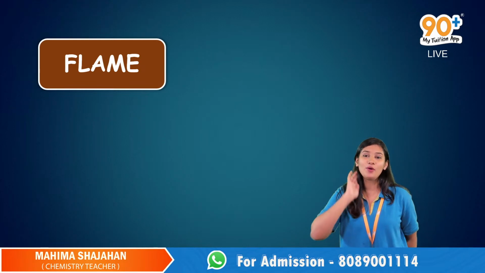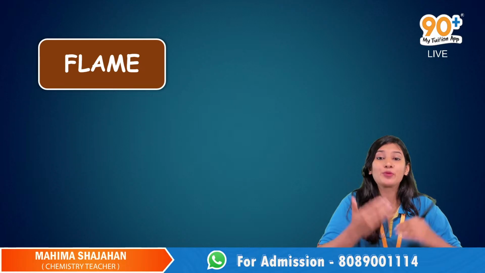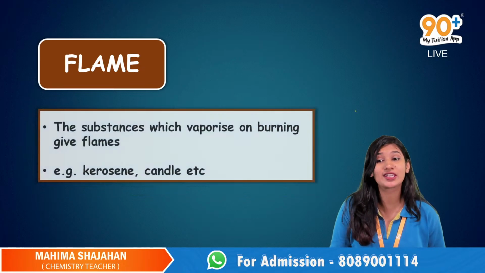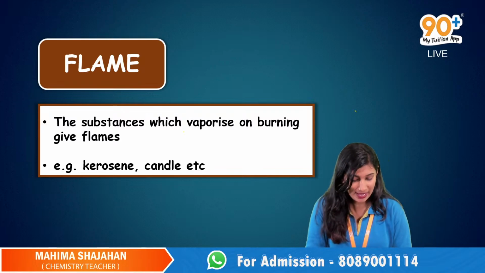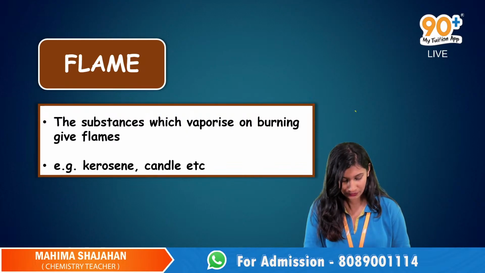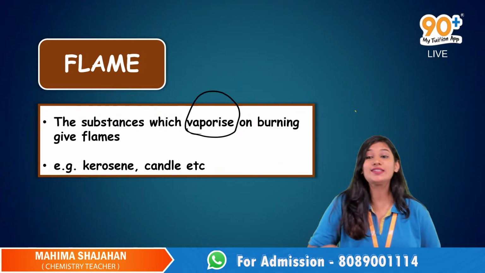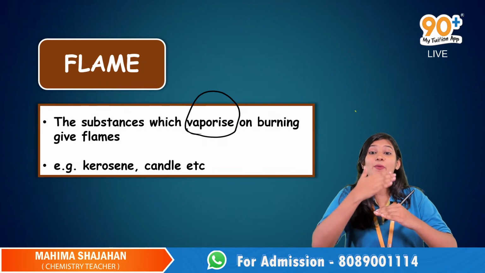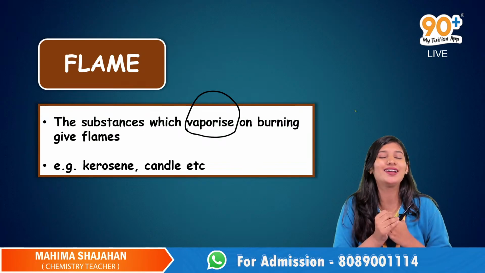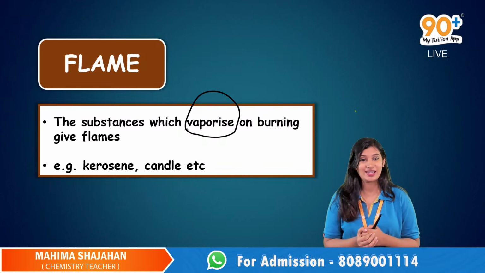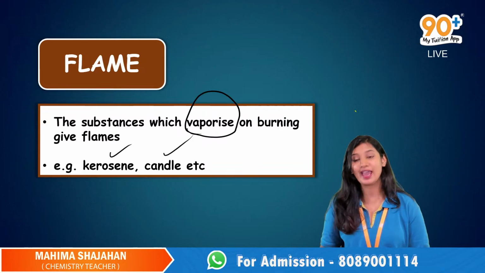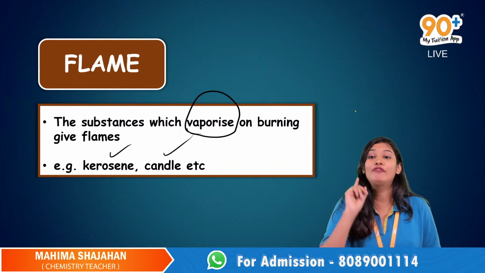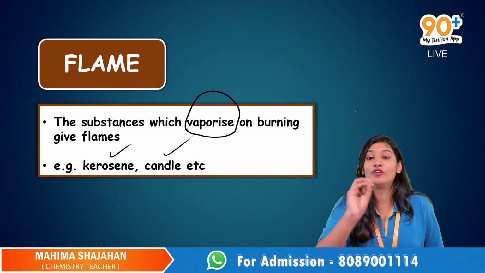So not all fuels produce flame. Then which fuels produce flame? The substances which vaporize on burning give flames. This is important. Only the substances that vaporize while burning will give flame. The examples are kerosene and candle. Will all fuels burn with a flame? No. The fuels which can vaporize on burning will only give flame.